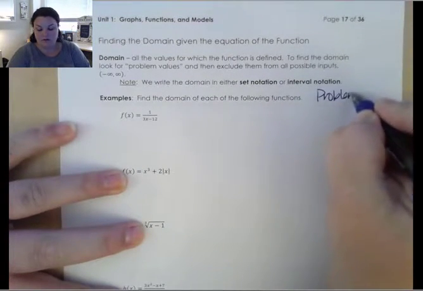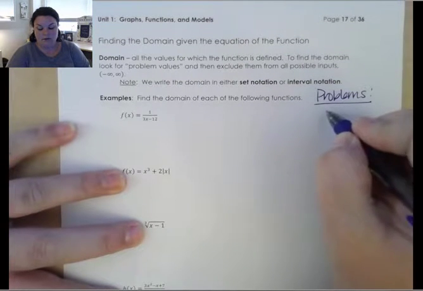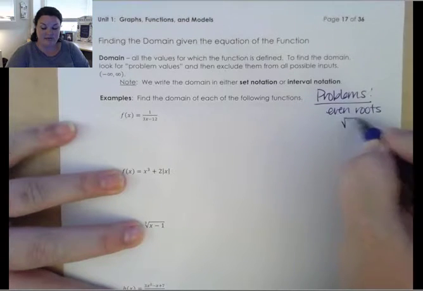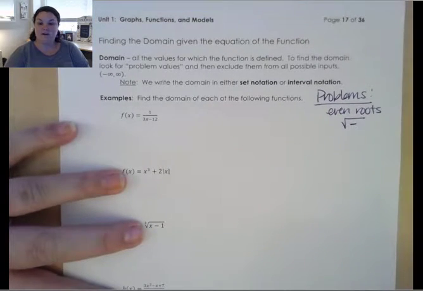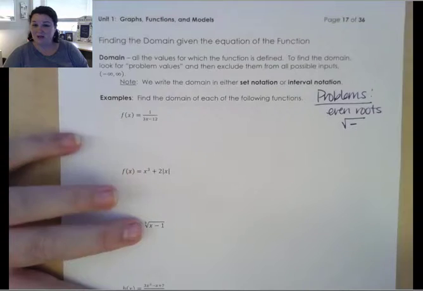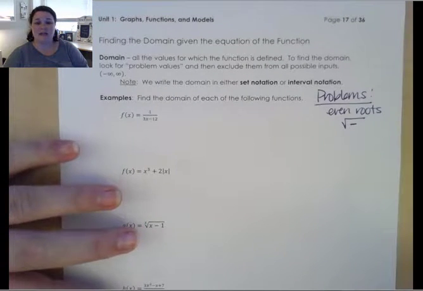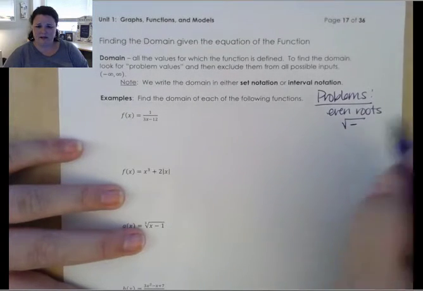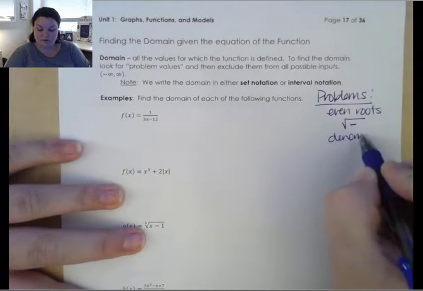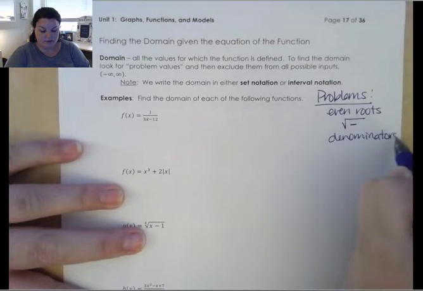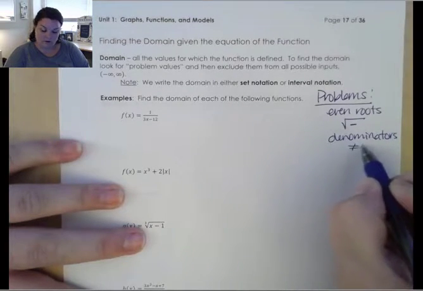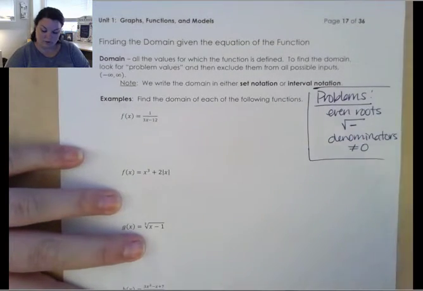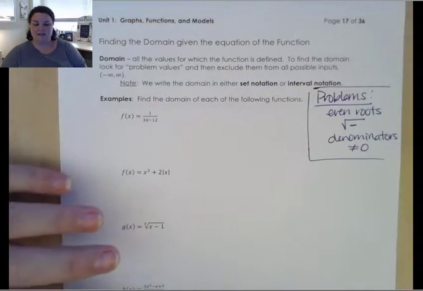Let me just put it over here. Problems: even roots. So like having a negative under a square root, that's a problem, right? Because even roots need to stay non-negative, because otherwise we get complex numbers, right? And we have issues with denominators. If we have a denominator, we know that it cannot equal 0. Okay, so these are the only two problems we're really going to look out for right now in this class.